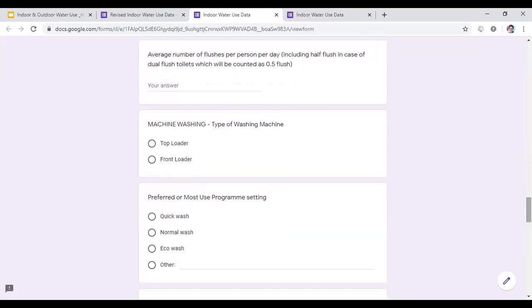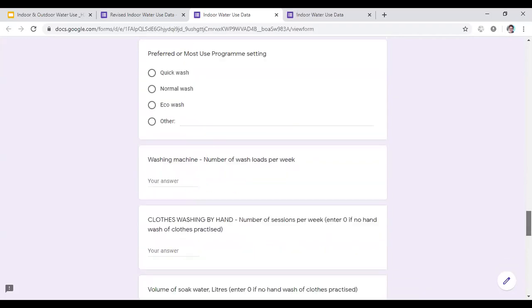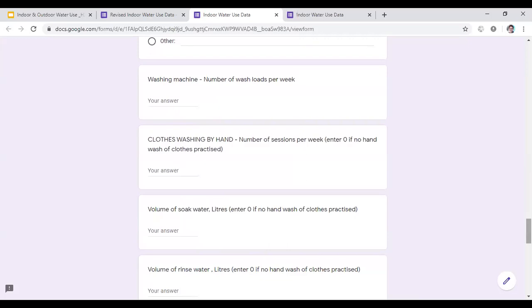So for the washing machine, we are allowing for 2 types of clothes washing. One is machine washing and the other is hand washing. When it comes to machine washing, we are asking you to ask, is it a top loader? Is it a front loader? We also need to ask them what type of wash program they prefer using most of the time. Of course, some people may use a different program, but we are trying to understand what is the largely popular or preferred use. So you write that down. And then we are asking the number of wash loads per week. Then for clothes washing by hand, we ask them, do you also do clothes washing by hand? Many people will say yes.